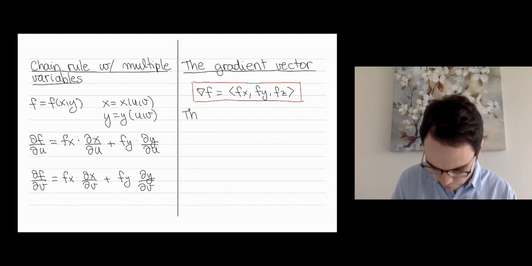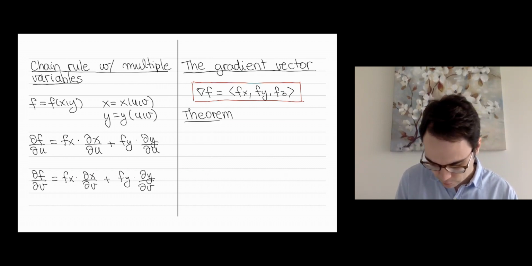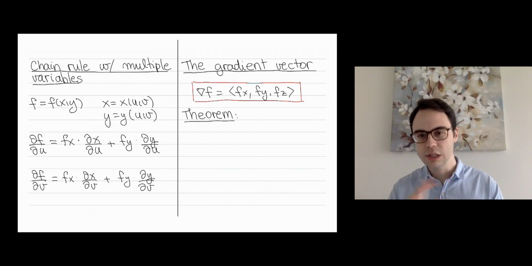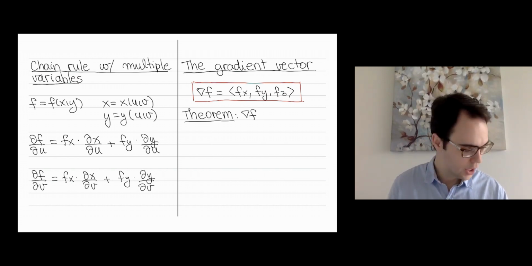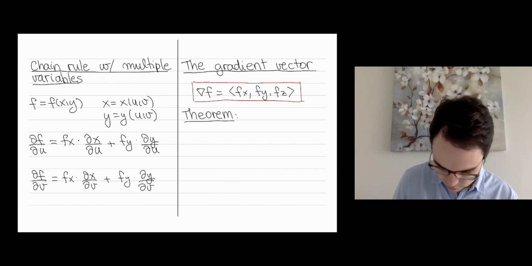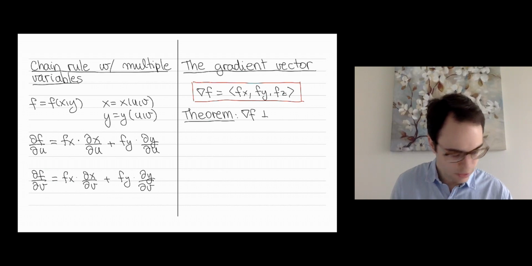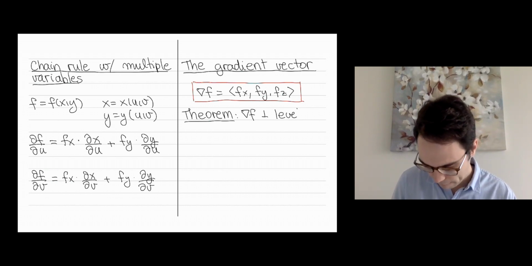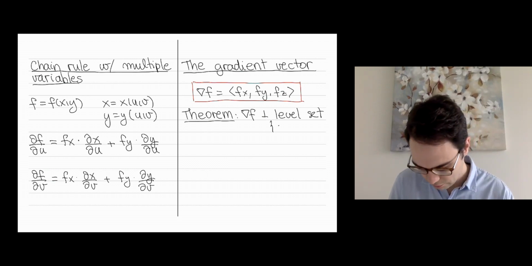So here's the theorem. Okay, I'll write it in full for once. The theorem is just a simple statement. It says that the gradient of a function f is perpendicular to the level set f equals a constant.